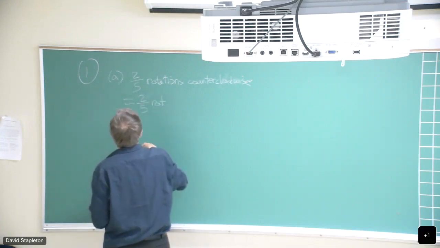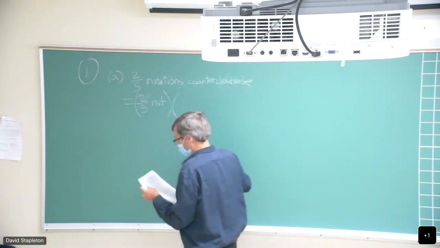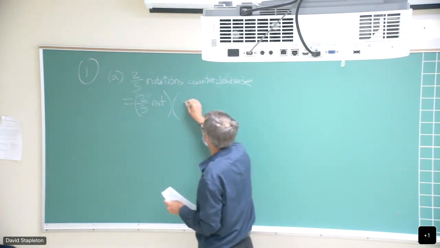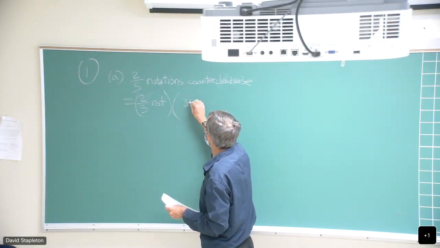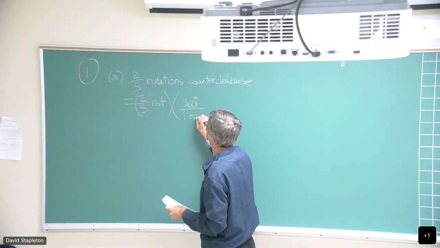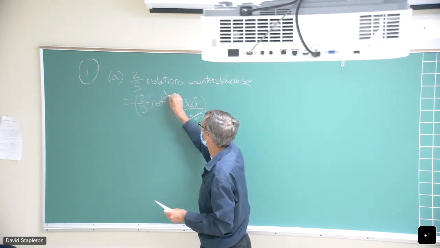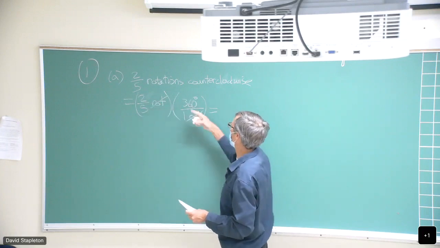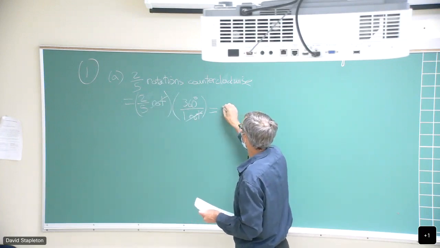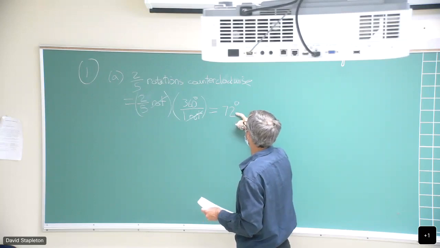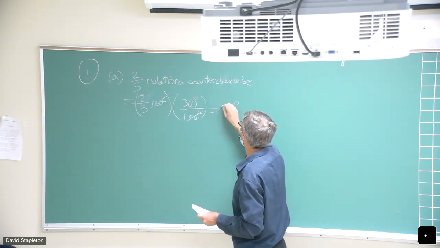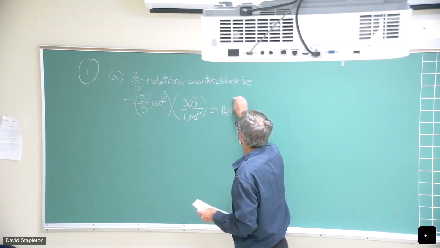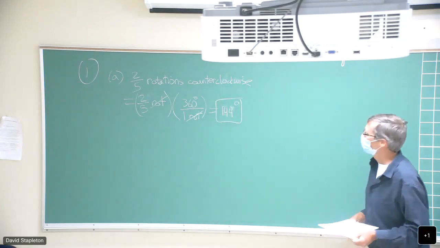I'll abbreviate it here. And then 2/5 rotation needs to be converted to degrees. So I'll say, how many degrees are in one rotation? Well, there's 360 degrees for one rotation. I put rotations on the bottom here to cancel rotations on the top here. And I've got just 2/5 of 360 degrees, which I think comes out to be 72 degrees, is it not? Let's see. No, it's 144. Yeah, 144. Thank you. Okay, so 144 degrees. That's what you do on that one.